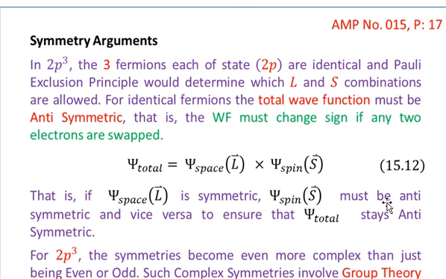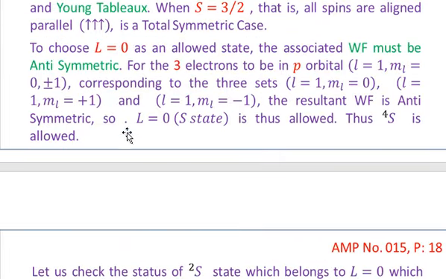Using the value of capital L is equal to 0, putting over here, we found that this psi space is an antisymmetric function, and putting the value of capital S is equal to 3 by 2, in which all the spins are parallel to each other, we found that psi spin is a symmetric function. So psi spin is symmetric, psi space is antisymmetric. The product of these two makes the psi total also antisymmetric. It means that L is equal to 0 is an allowed state. So L is equal to 0, which is an S state, is an allowed state, and I have written the multiplicity with that one. So 4S is an allowed state.